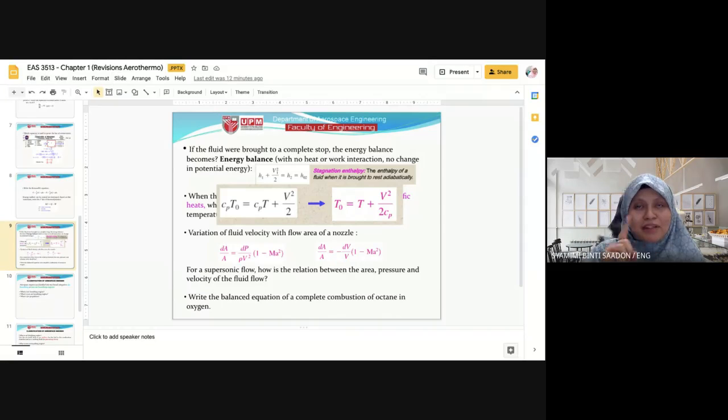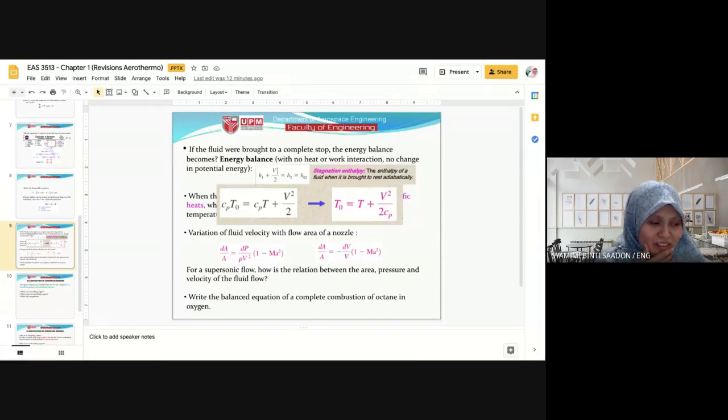C8H18, octane, plus oxygen. Here we consider only the basic oxygen, not the full air molecule, so there's no nitrogen. So just oxygen, O2. C8H18 plus O2, and then what will you get? The basic complete combustion. There's no nitrogen here, we assume just oxygen.